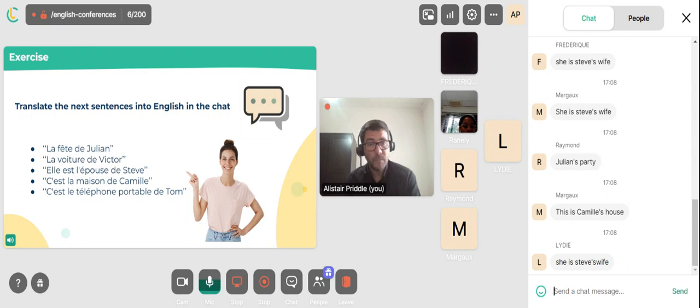Let's see. So we've got, this is Camille's house. She is Steve's wife again. Okay, guys, you're doing really well. This is exactly how we use the possessive noun with that apostrophe S. So this is Tom's phone as well. Tom's phone. Absolutely. Okay, so let's have a look at those translations now.